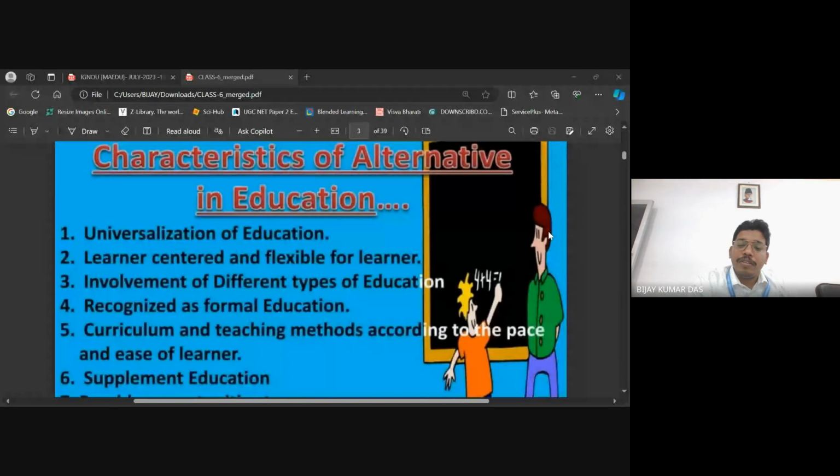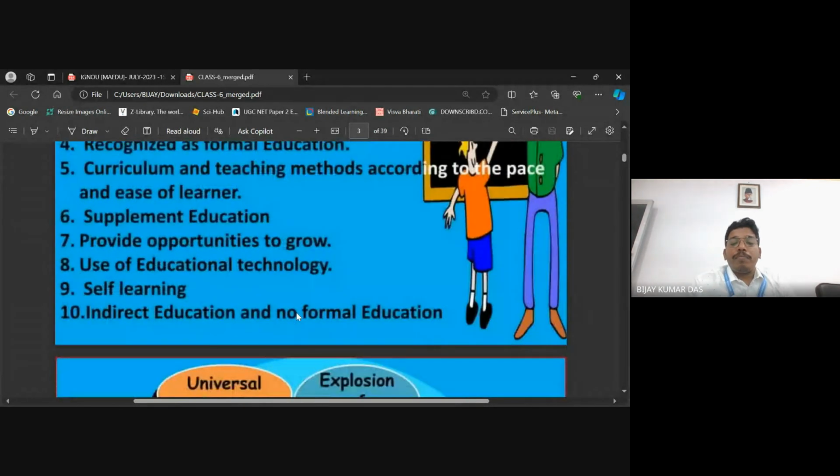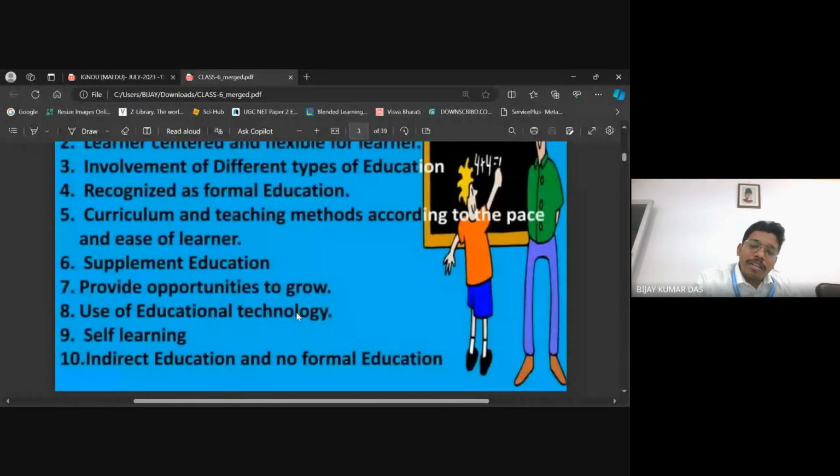It's kind of supplementary, and is also playing a very important role. It provides opportunity to grow. Maximum people are being benefited through admitting in different distance courses. So definitely it provides certain opportunity to grow, to learn, to develop, to be employed, to earn many more.